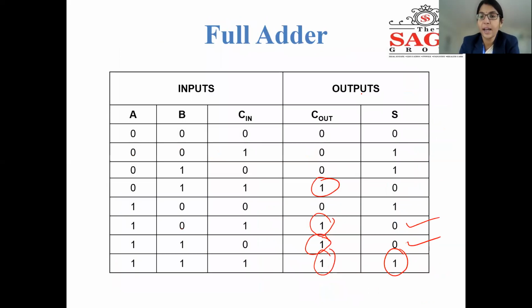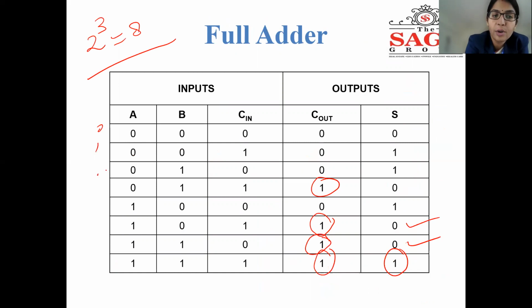Next is the full adder. A full adder is a combinational circuit which is used for the addition of 3 binary bits at a time. Again, there will be 3 input variables and 2 outputs, sum and carry. With 3 input variables, you will have 8 combinations, since 2 to the power 3 equals 8. So 0, 1, 2, 3, 4, 5, 6, 7: you have 8 combinations.